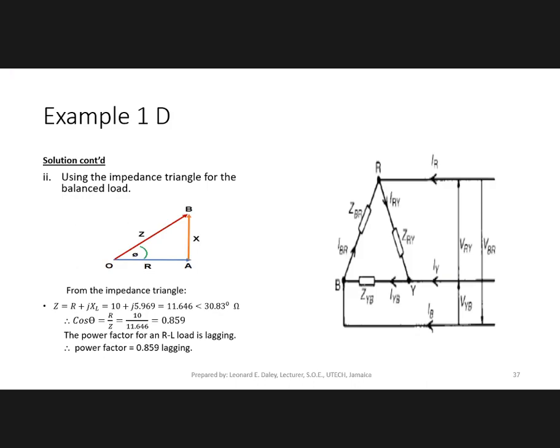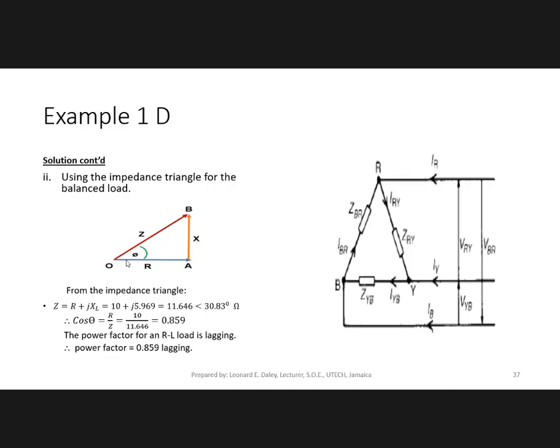All right, the other way of determining the power factor is to use the impedance triangle for the load. So the load is balanced, it is the same load in each phase, right? So from the triangle we had the impedance triangle, R plus jX gives you Z, R plus jXL. All right, so R equals 10, and jXL is equal to j5.969. So Z is equal to that.